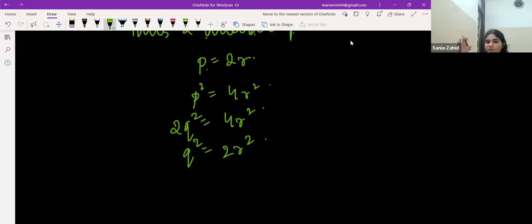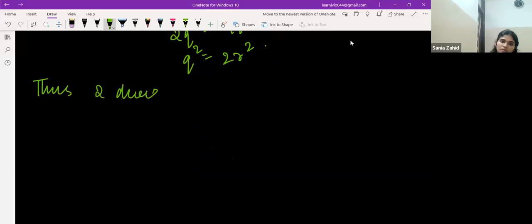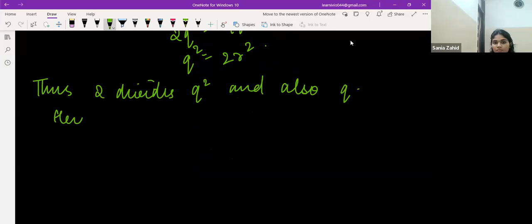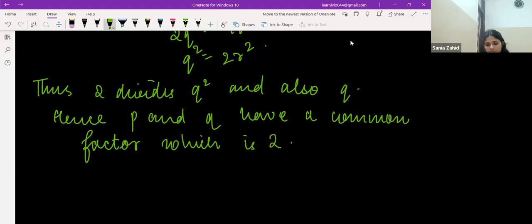Right. That means p square and q square have a common factor. Yes. So I will write it down. 2 divides q square and also q, and hence p and q have a common factor, which is 2, right?